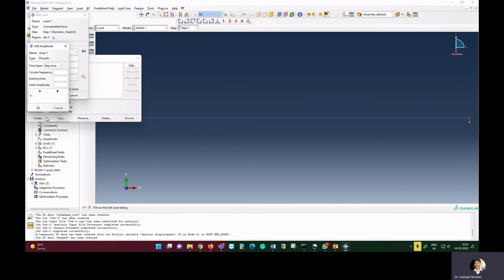In the periodic loading, I have to write the circular frequency. I know for this case the first circular frequency is nearly 8 Hertz. So I'm writing 8, the starting time is 0, and the amplitude is 10. This also is 10 and this one is 0. Basically this corresponds to A sin omega t plus B cos omega t. B I'm making 0.